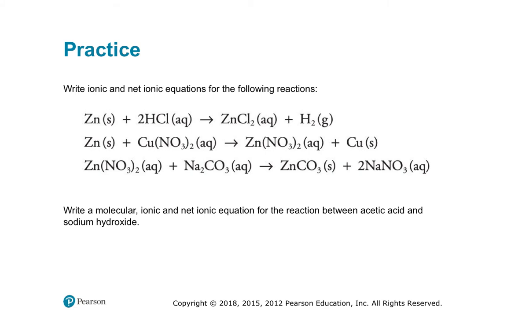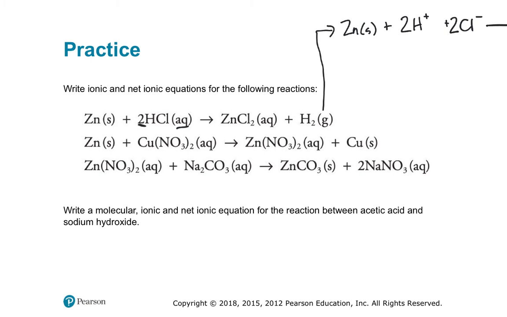So let's do a little bit of practice here. We're going to write ionic and net ionic equations for the following reactions that we have here. So let's look at this first reaction. We're going to write it up here. We have zinc as a solid, and so that's going to stay as a solid. We have aqueous hydrochloric acid, and we have 2 moles of it. Hydrochloric acid breaks off into hydrogen ions and chloride ions, and we have 2 moles of each, so we're going to get 2 of each of those.